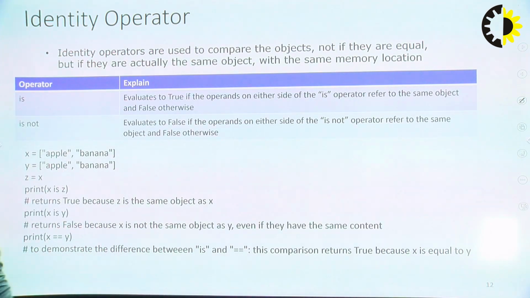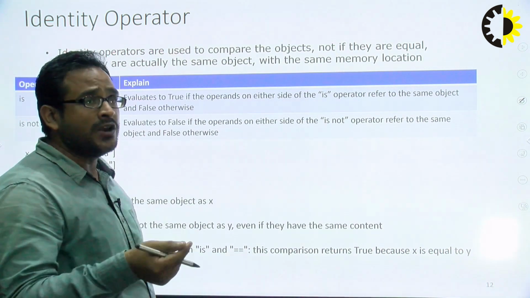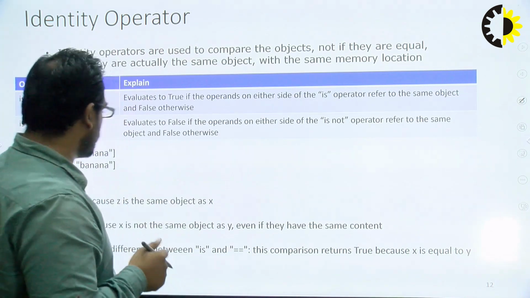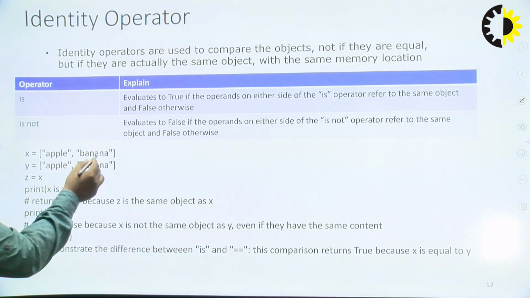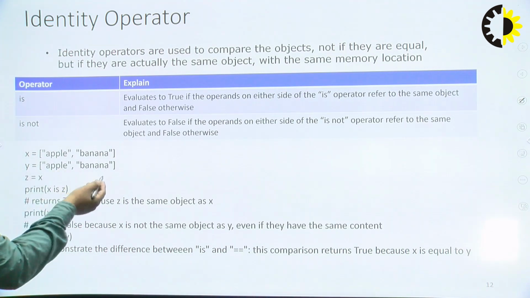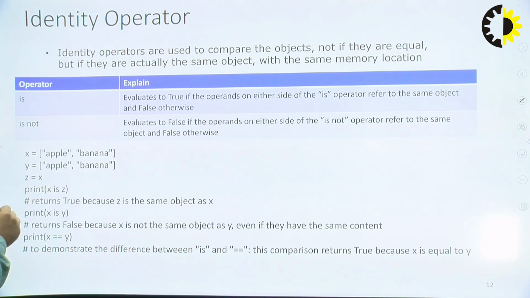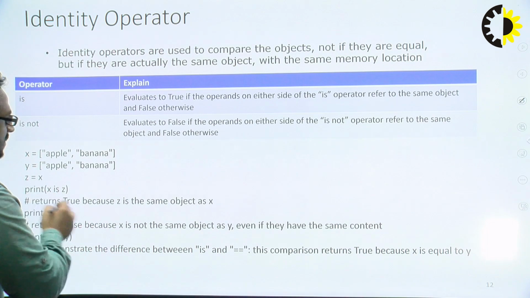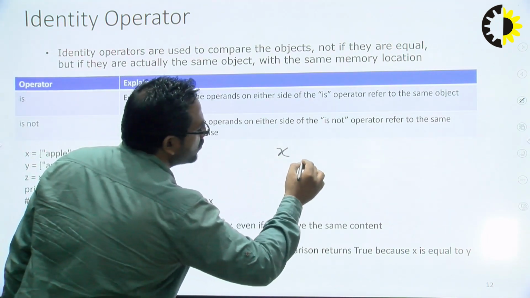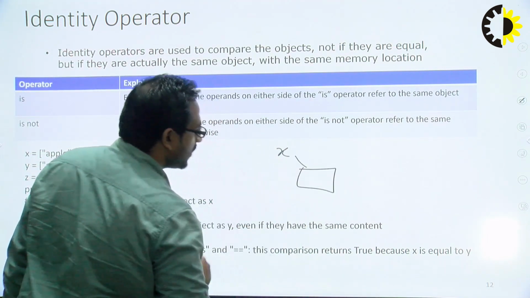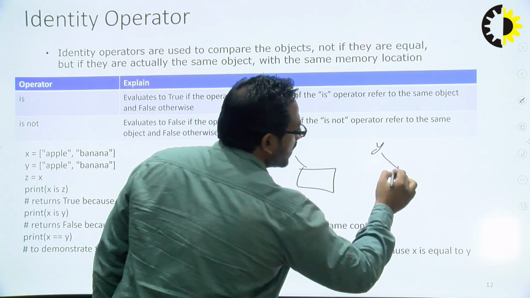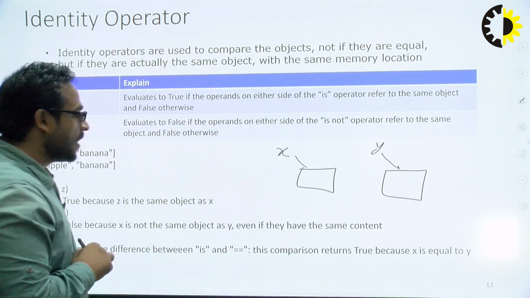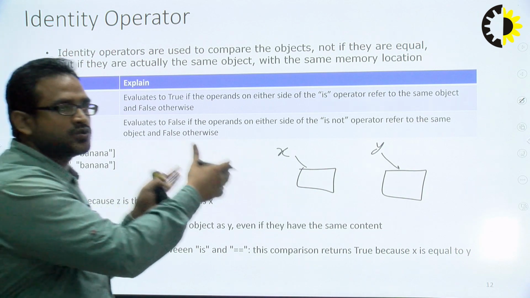Identity operators are is and is not. You have to check whether that particular value is in that particular variable or not. For example, you can see x has two values here, y also has two values, equal to x. You can understand it like this: x is a memory location, y has a different memory location, right? Both have the same data, but they are stored in different places.